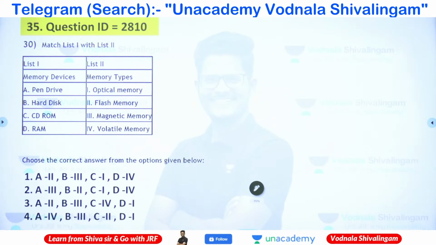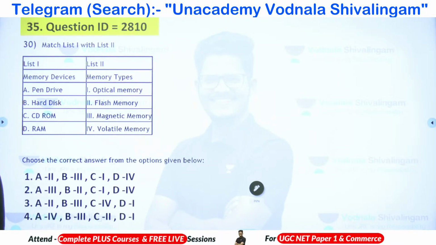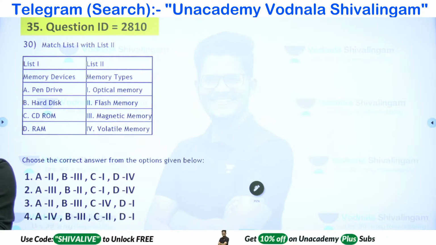Questions are looking very easy, but you know, they will have a twist in selecting the answer. We can't select the answer properly. That is the problem with it.